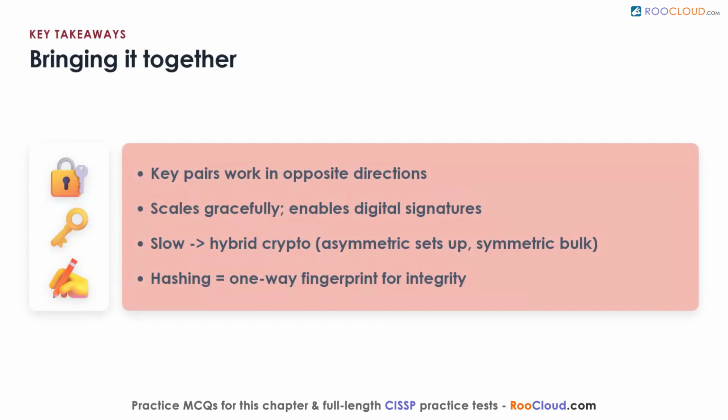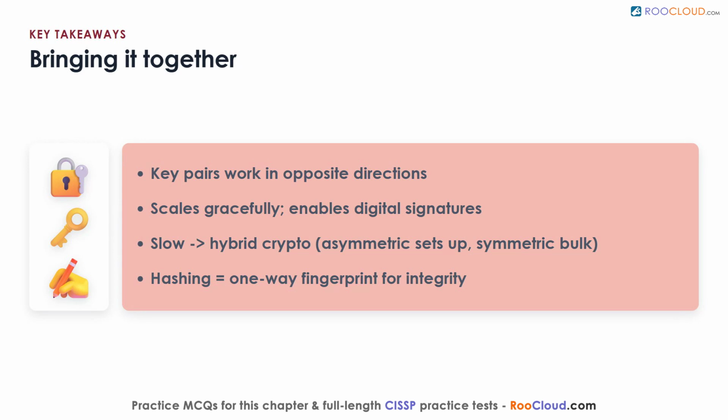So let's bring it together. Asymmetric encryption gives everyone a public and a private key that work in opposite directions. It scales gracefully since each user needs just one pair, and it unlocks digital signatures that provide integrity, authentication, and non-repudiation.